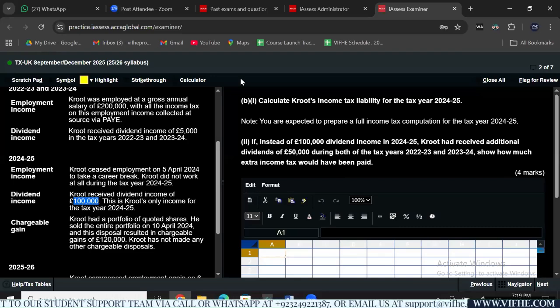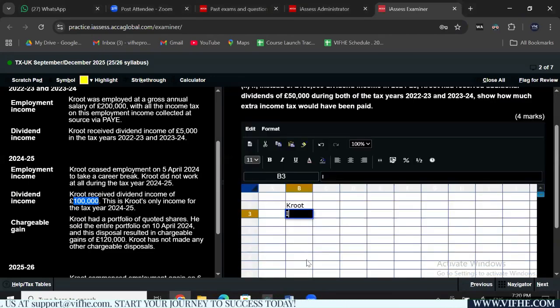Whenever you are going to calculate a tax liability for any person, first of all, you will be mentioning the name of the person, and then you will write what you are going to do. This is Crude, for whom you are doing income tax computation, and then you need to mention the tax year 24-25.